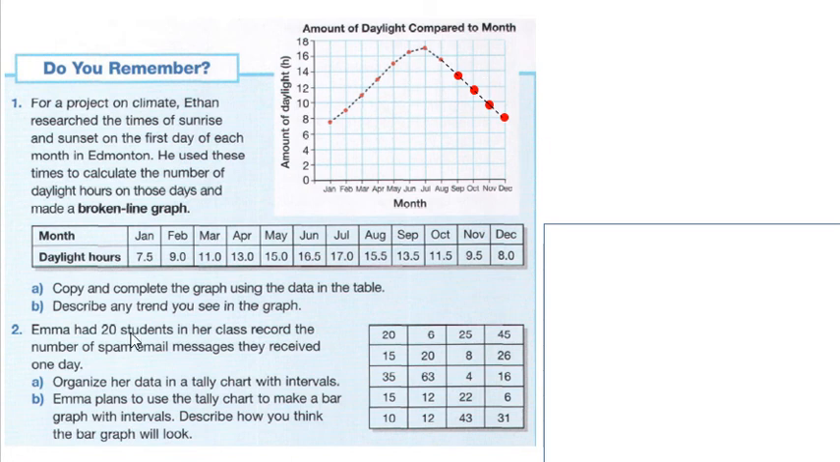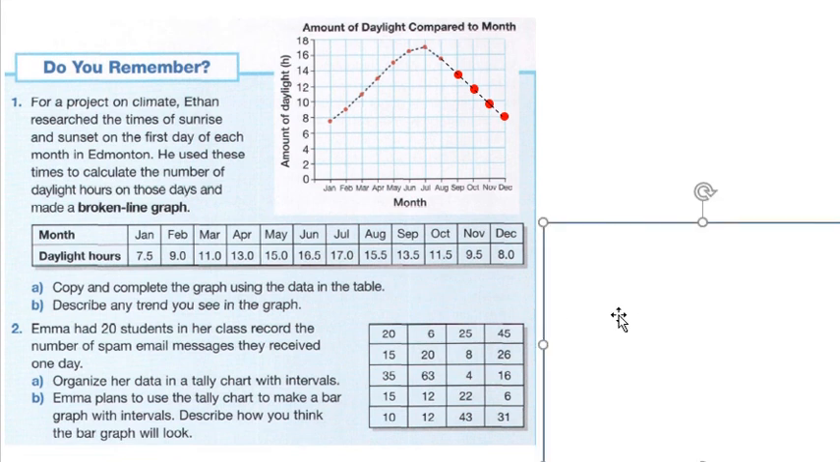That's one more trend. Number two, Emma had 20 students in her class record the number of spam email messages they received one day. A. Organize her data in a tally chart with intervals. B. Emma plans to use the tally chart to make a bar graph with intervals. Describe how you think the bar graph will look.